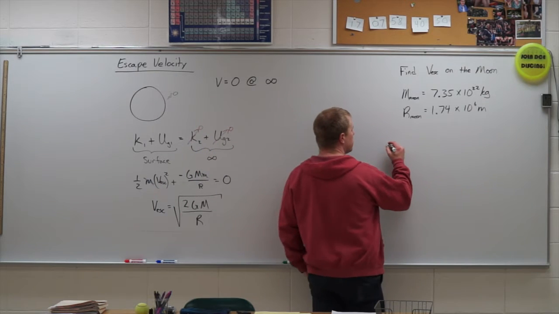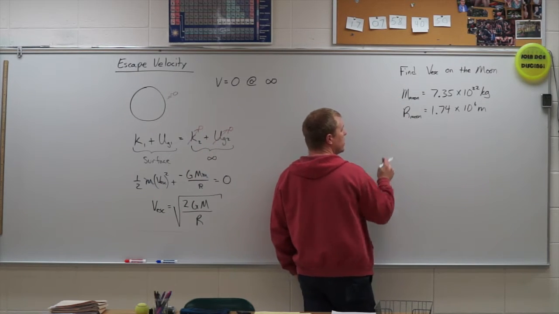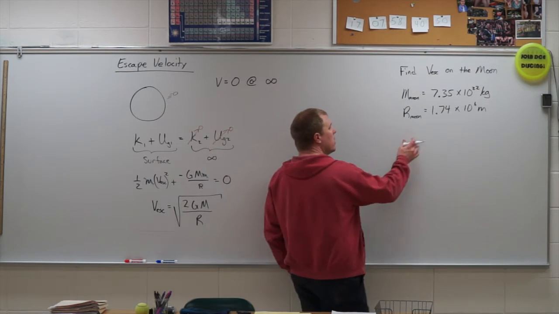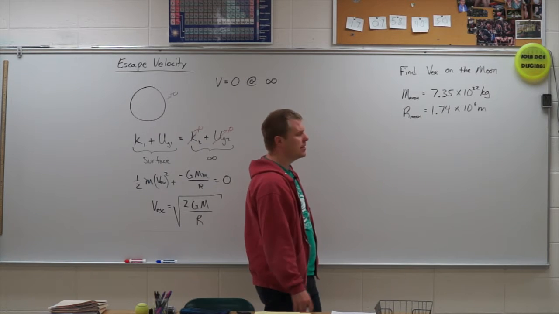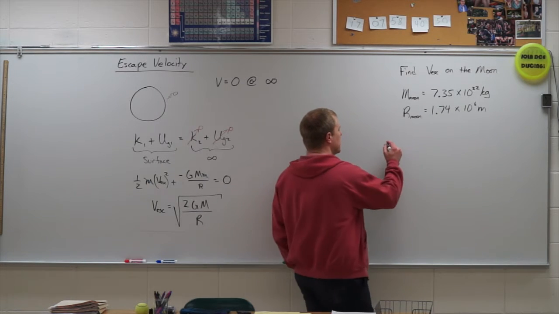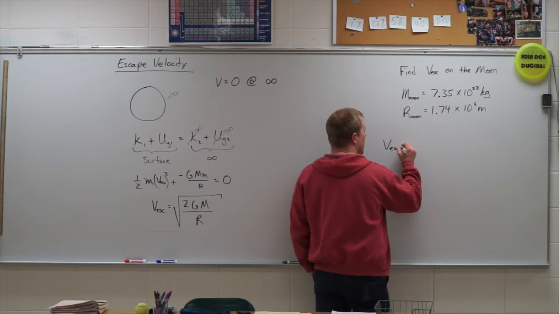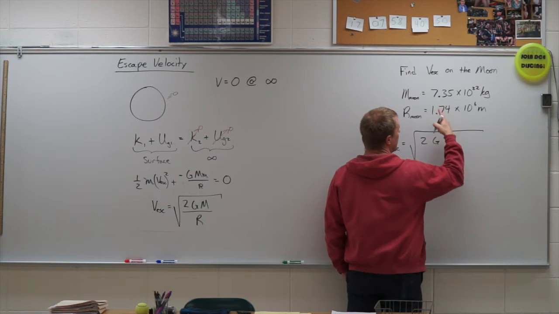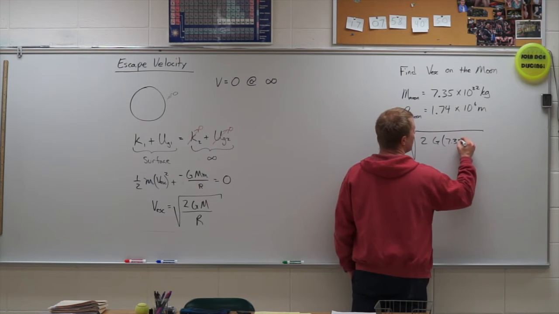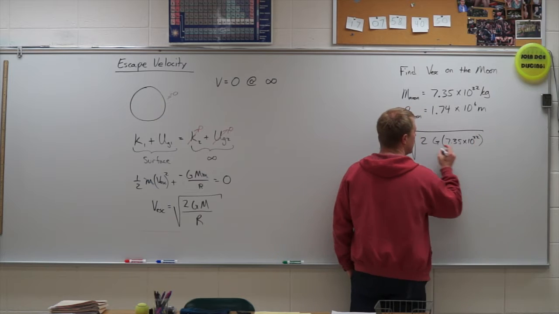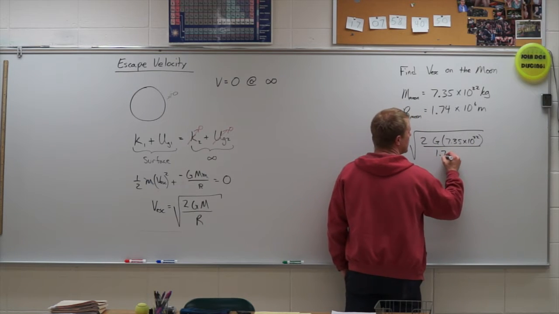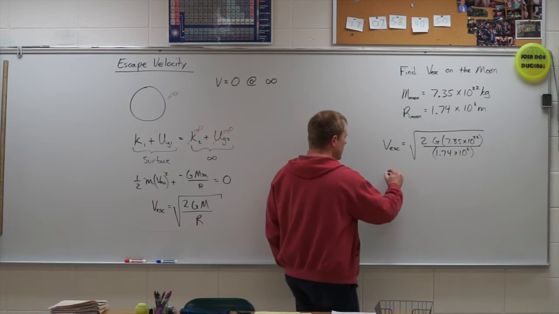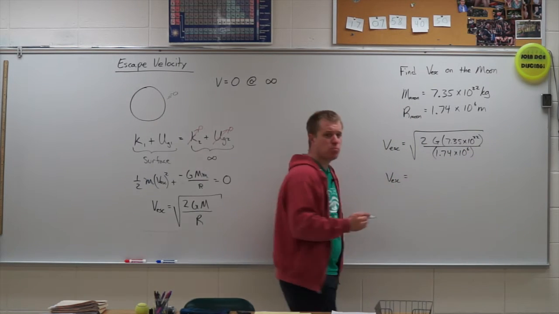All right, so we bring up our table of astronomical data, and I found the mass of the moon and the radius of the moon. This is the equatorial radius. It's not much different than the polar, but that's the one I picked. So we have the escape velocity is equal to the square root of 2 times big G times that mass, 7.35 times 10 to the 22nd, all divided by 1.74 times 10 to the 6th. Plug that in, you get an escape velocity that seems pretty darn big.